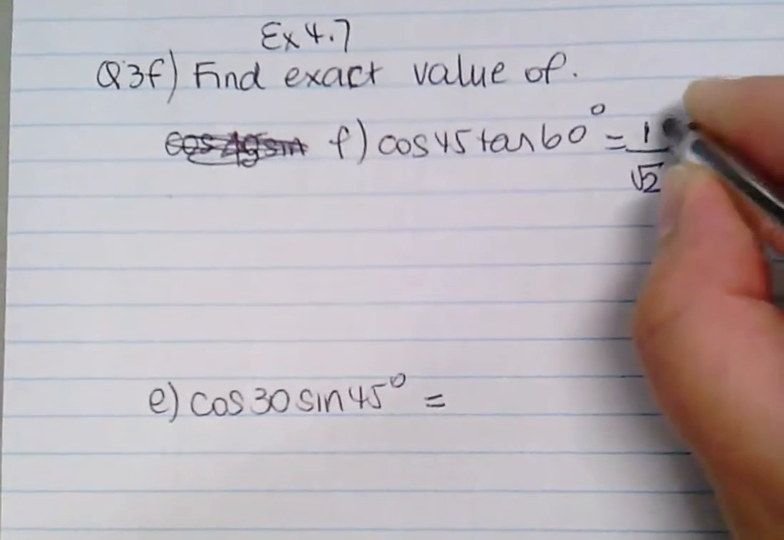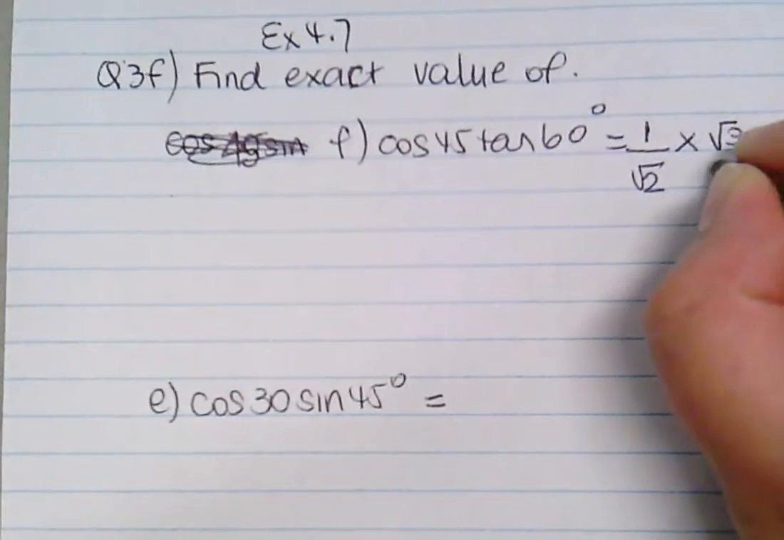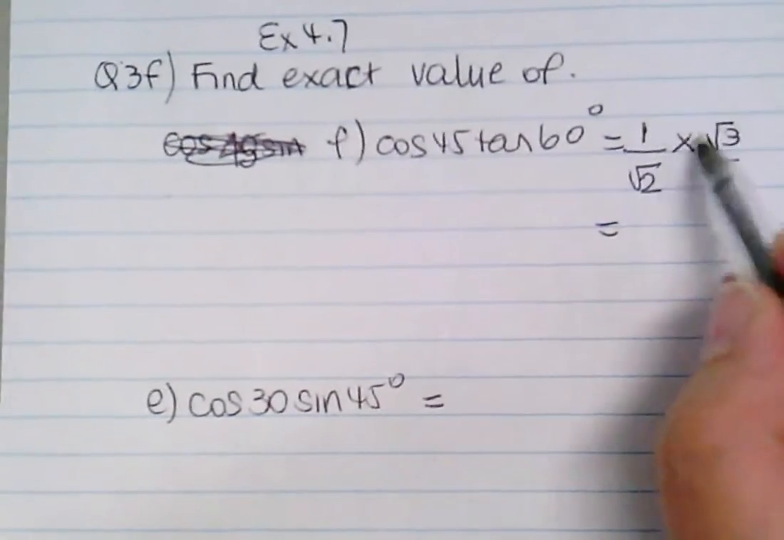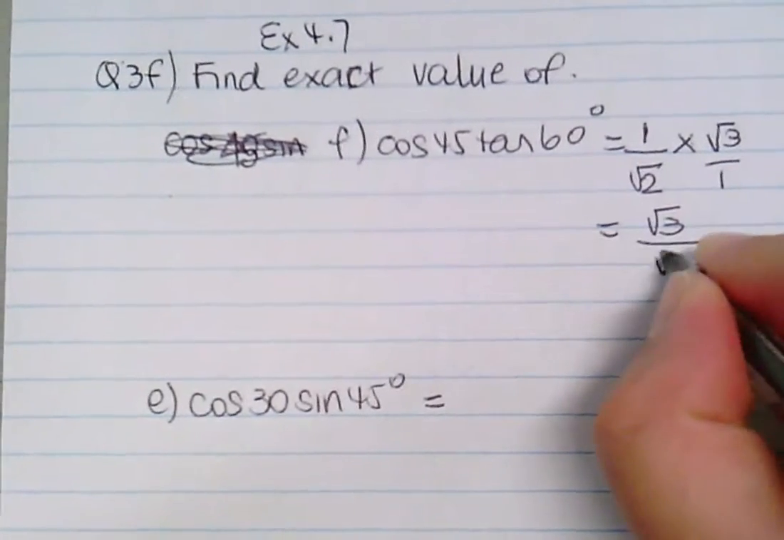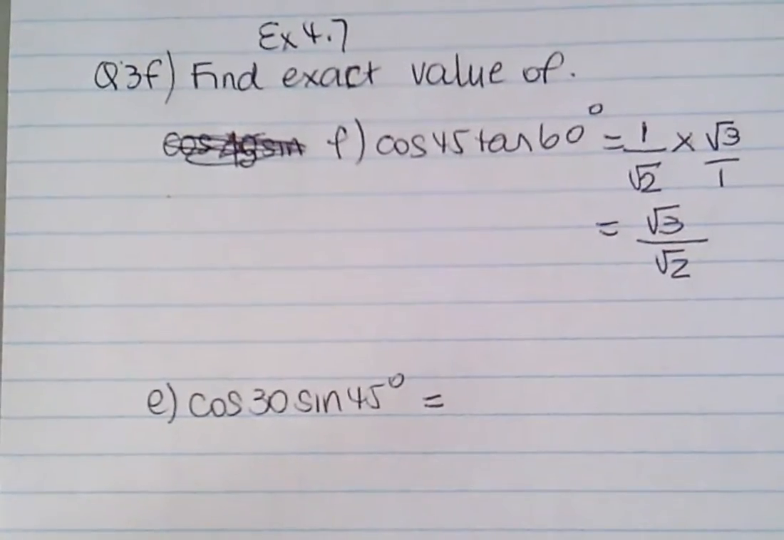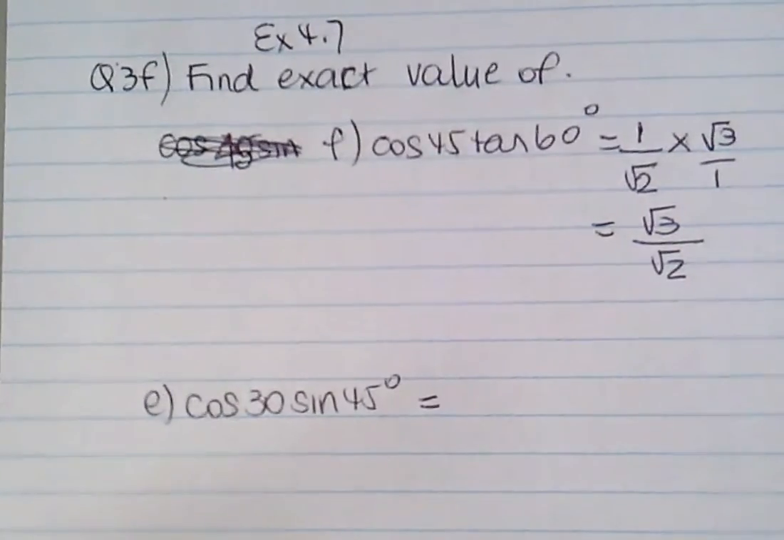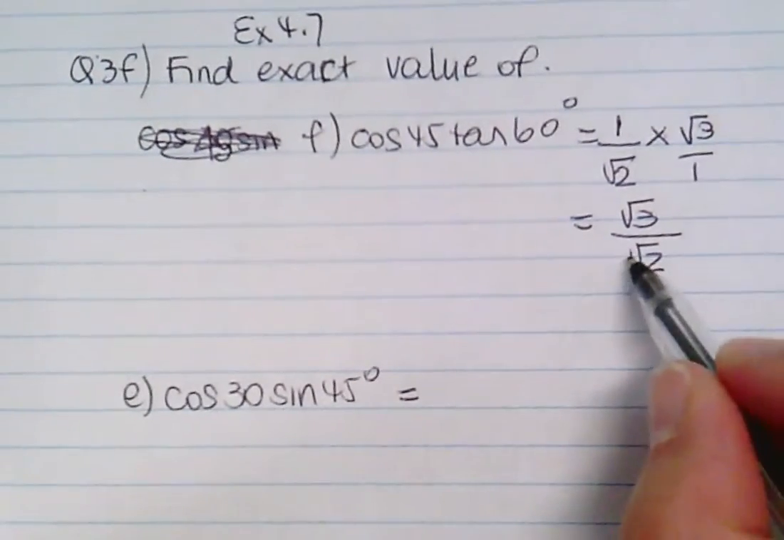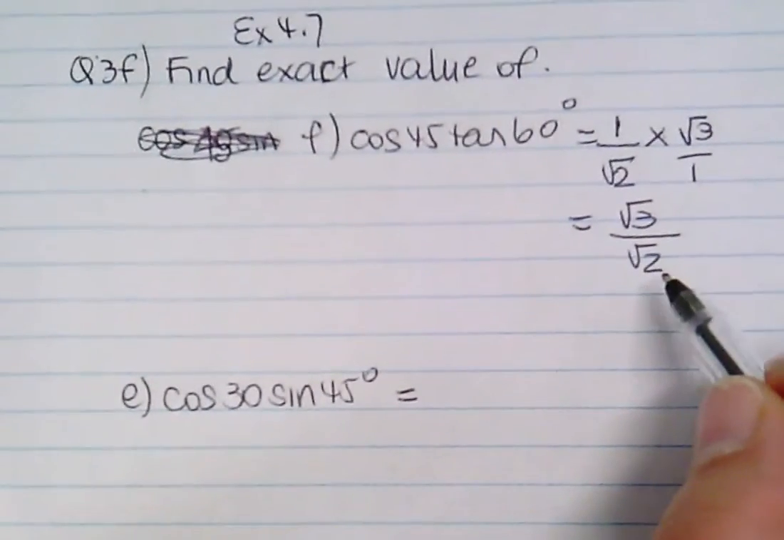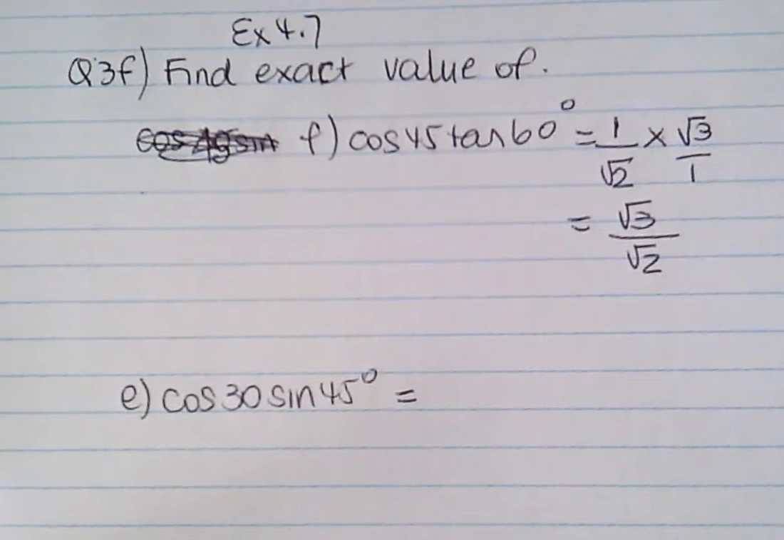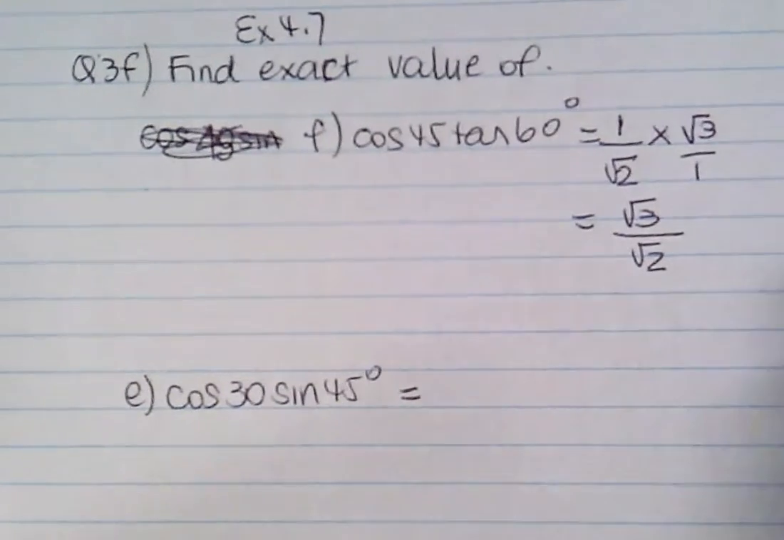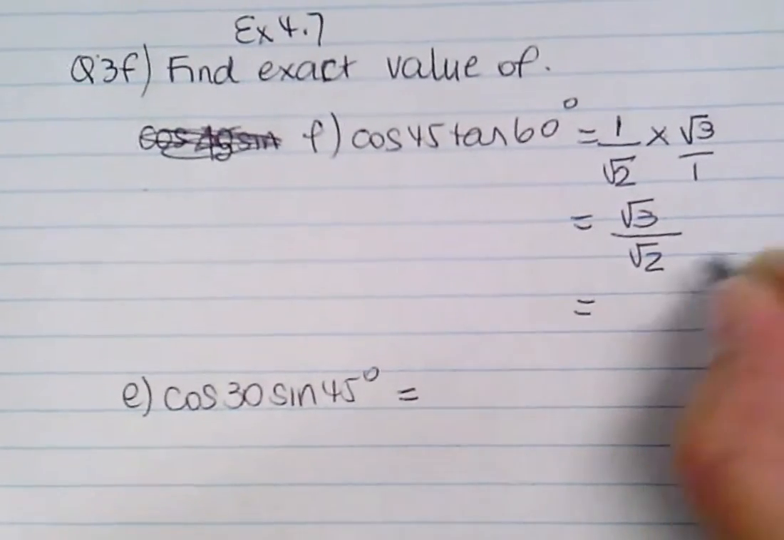Do you know why? Because I've got a fraction times a whole number, so I'm going to go over 1. So what's 1 times root 3? It's just root 3. Root 2 times 1 is just root 2. Remember, I've got a square root on the denominator, and we don't like to leave it like that. So I have to, and you haven't learned how to do it yet, but we then rationalize the denominator.